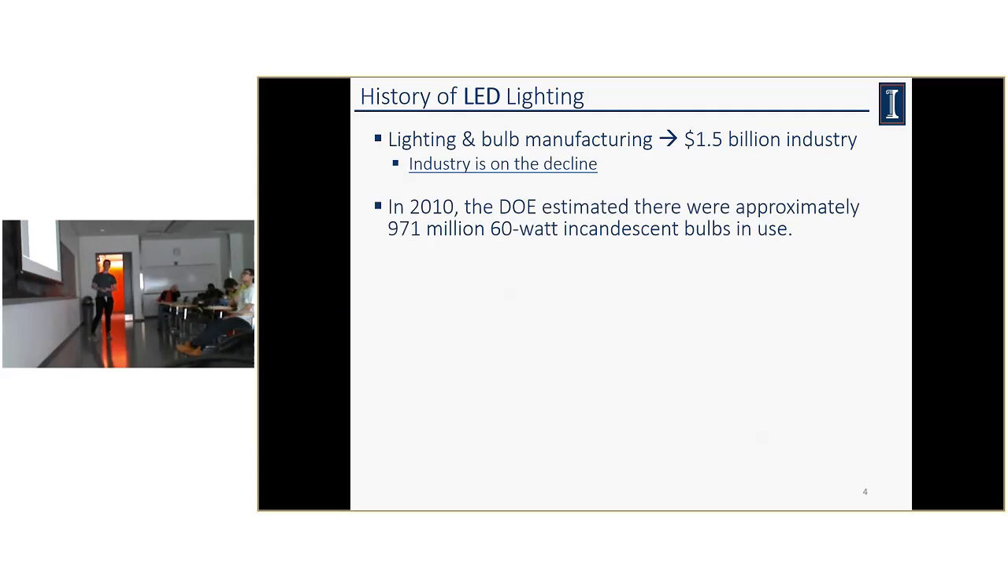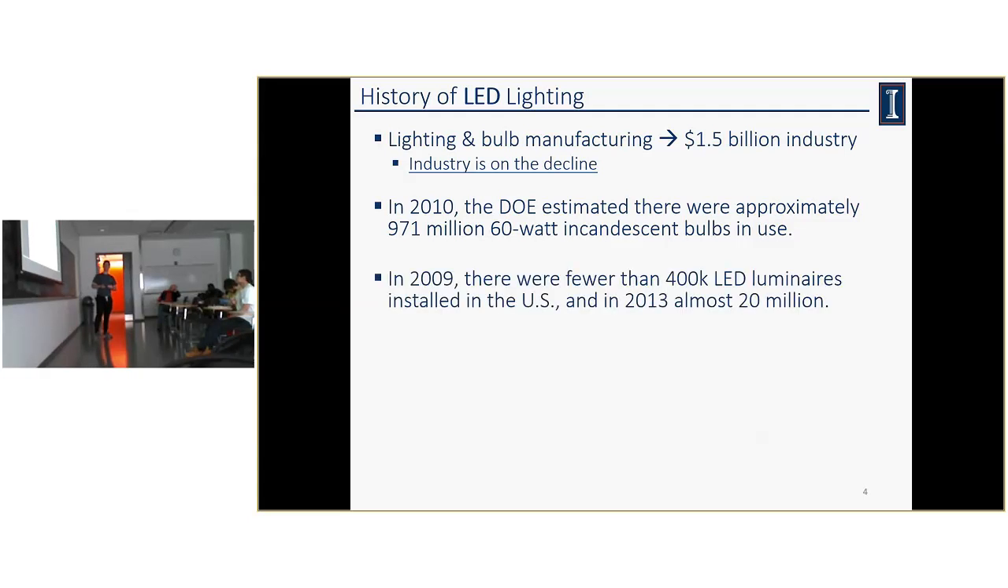So in 2010, the DOE estimated that there were approximately 1 billion 60-watt incandescent bulbs in use. That kind of gives you a gauge of how many of these bulbs are out there, like how many potential sockets can be filled with a light bulb. And then in 2009, there were around 400,000 LED light bulbs installed in the U.S. And then by 2013, that had already gone up to 20 million. I don't have a recent figure, but you can imagine this increases exponentially.